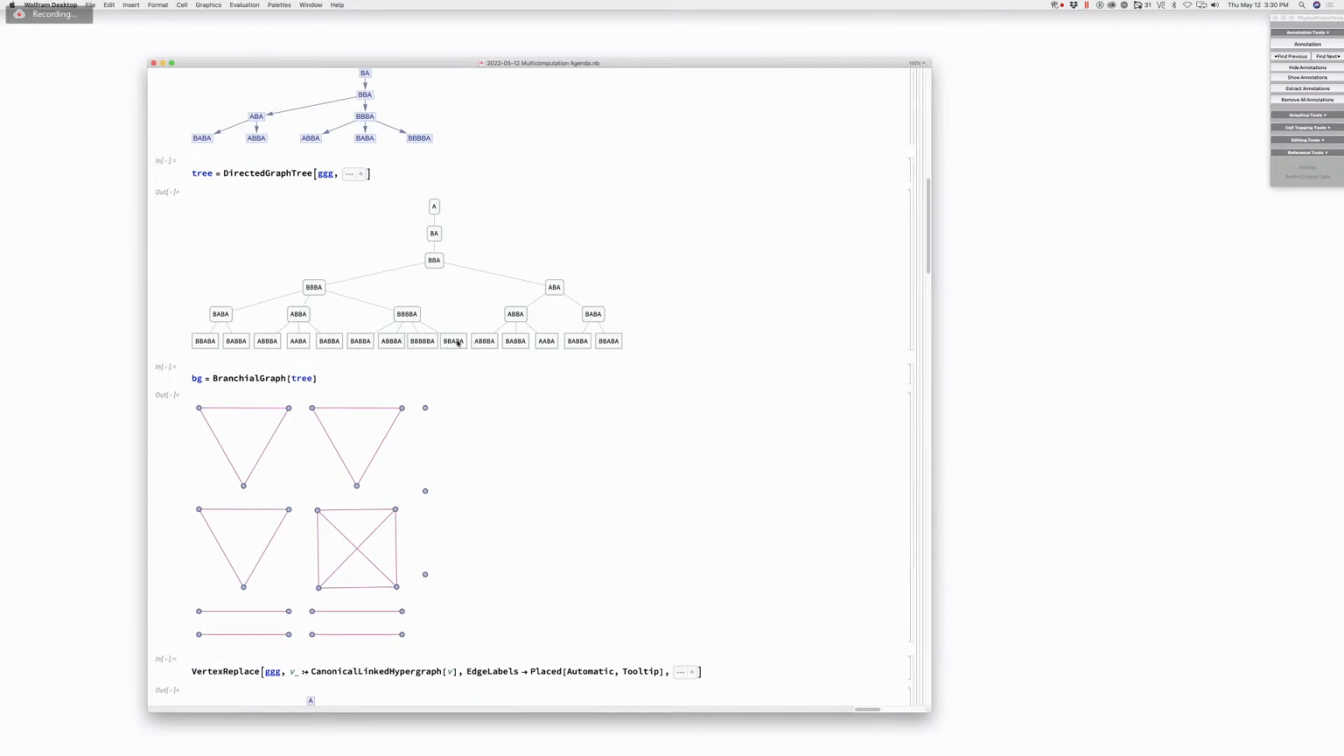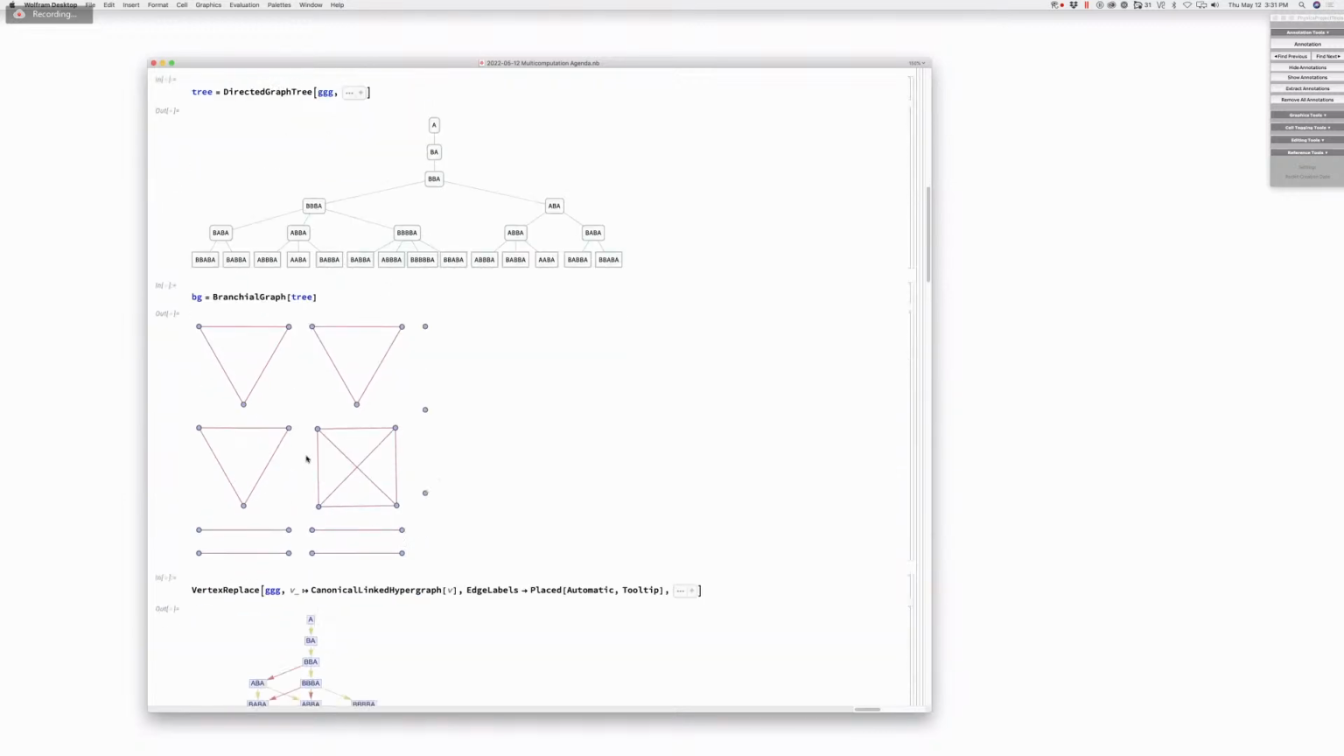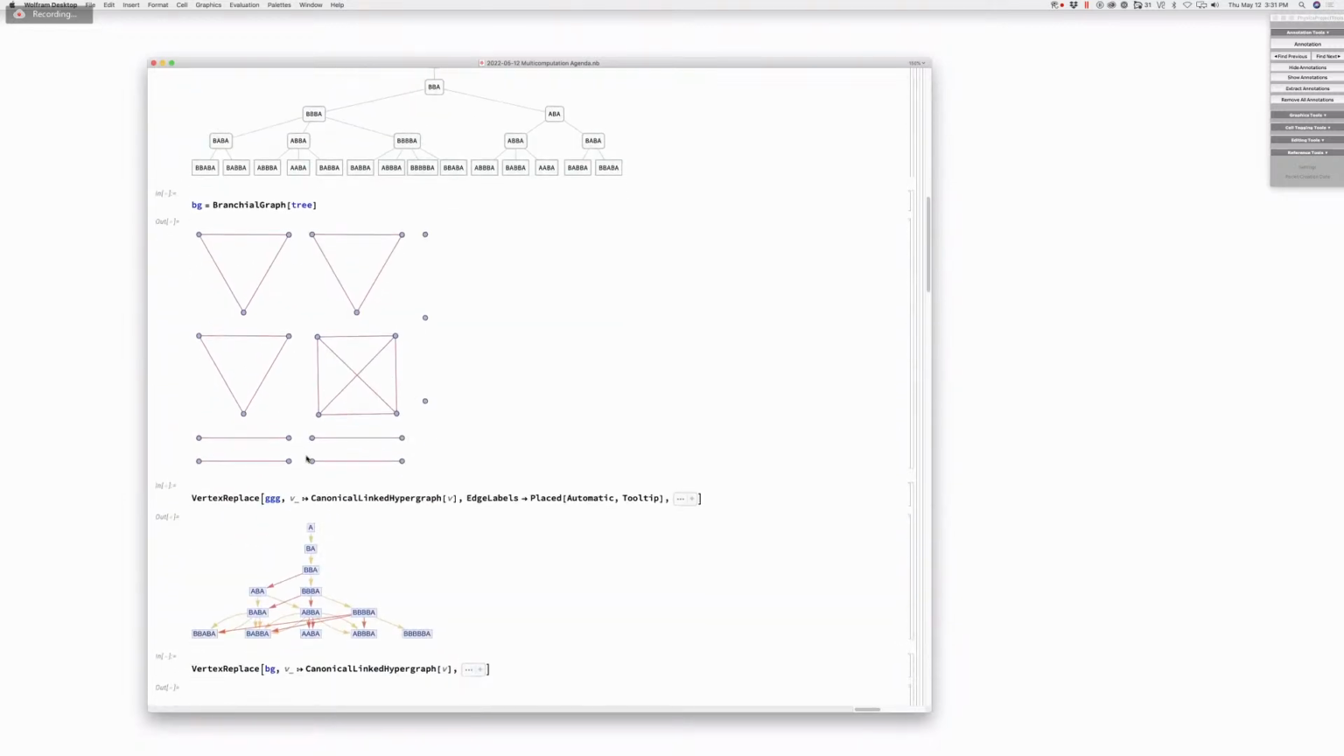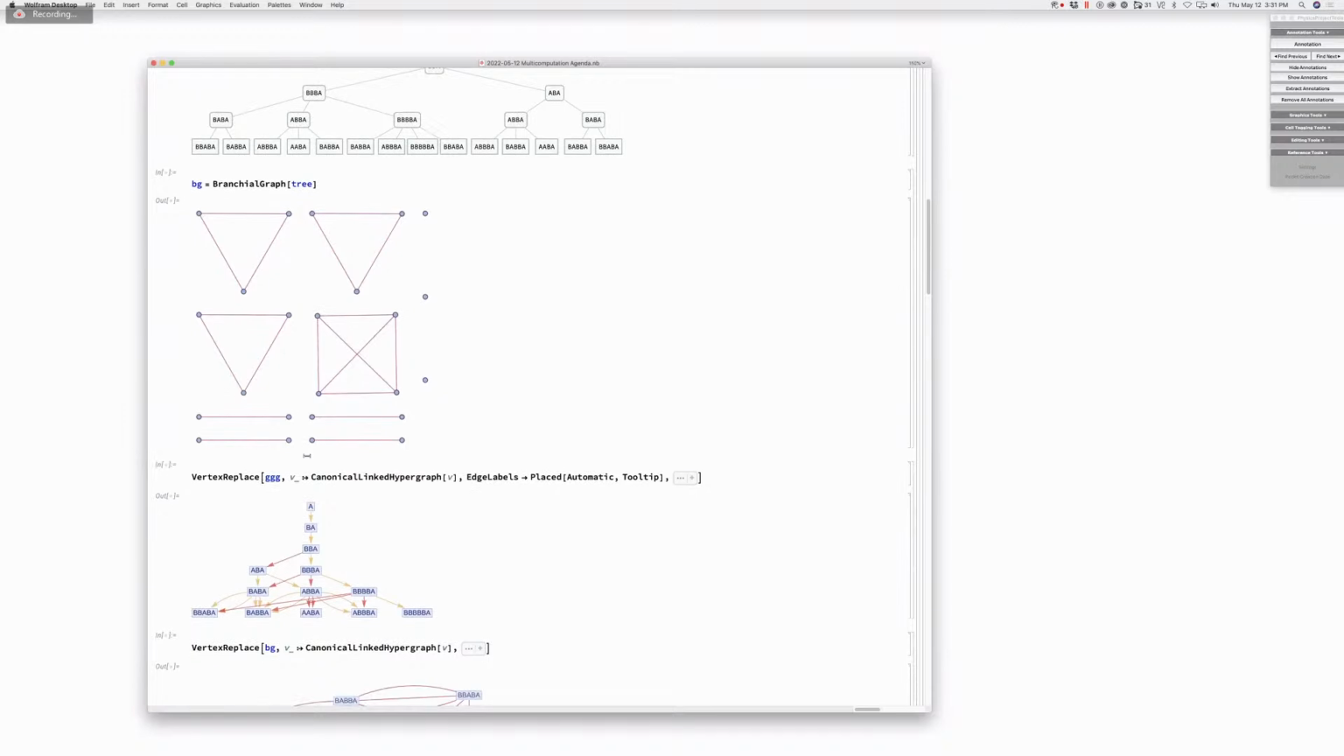Right. And then when there's equivalencing, a bunch of nodes that were separate in the branchial graph will kind of glue together. Right. Okay, what is this creature? This is when you glue the initial multi-way graph, if you glue it by equivalencing states, by canonicalizing the hypergraph, for example.